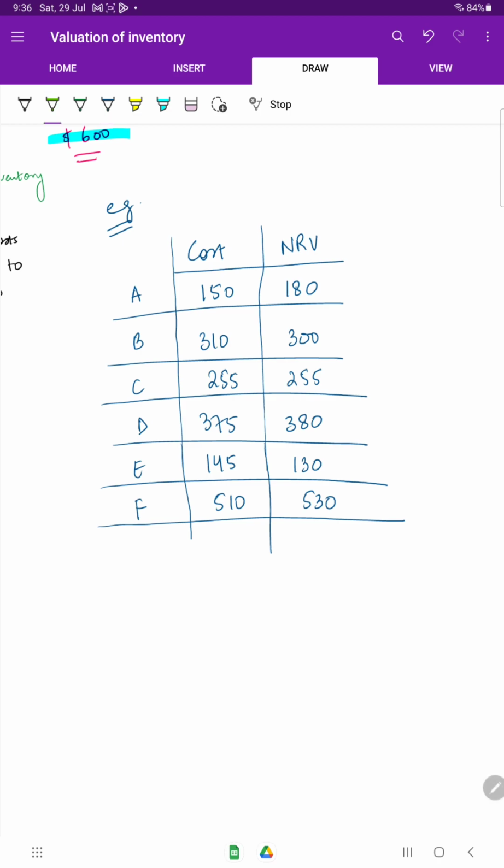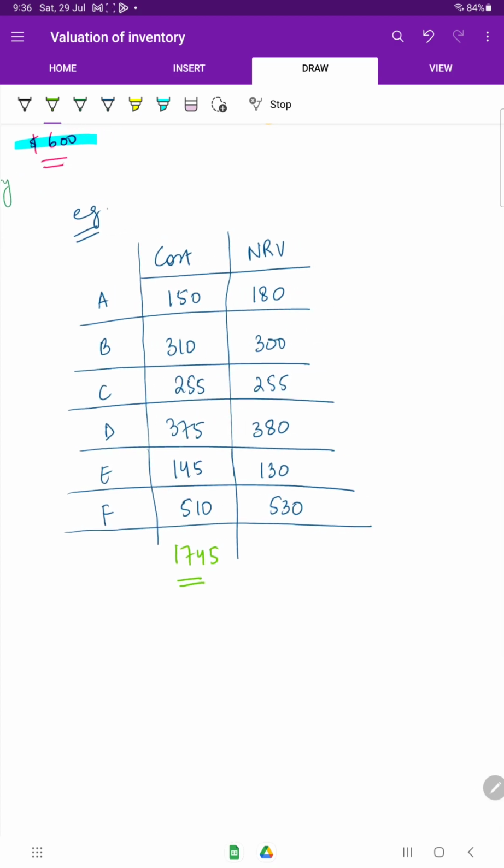Let's do it. 50, 310, 60, 255, 1745, and over here 480, 1775. I'm getting this total.